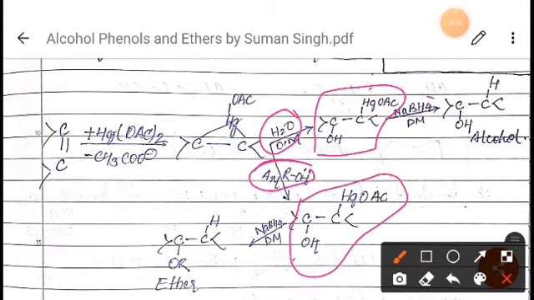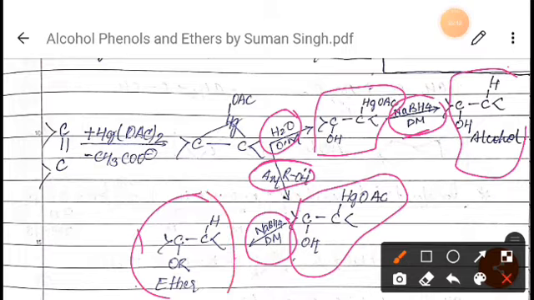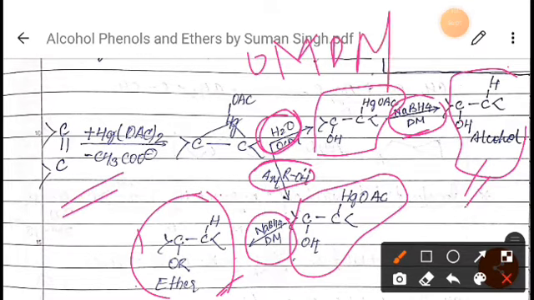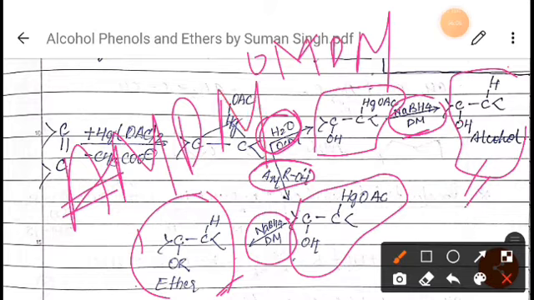Now further, in presence of NaBH4, which is called demercuration, we were getting alcohol, right? But here in presence of NaBH4, we will again get demercuration, but here we will get ether. So this is the best method to prepare. From this method we can prepare both alcohol as well as ethers, right? This is called oxymercuration-demercuration, OMDM. But here we have alkoxymercuration and demercuration. I hope you have understood this, right?